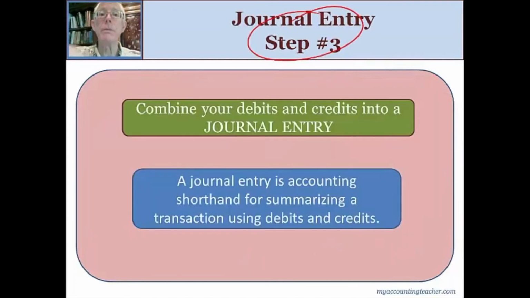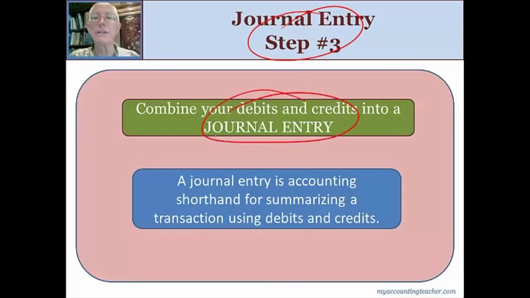Third step in making a journal entry is let's just take our analysis, the answer to the 3 questions. That's step 1. Step 2, we coded it in terms of debits and credits. Now let's just put it into an accounting sentence, an accounting statement, a journal entry. A journal entry is just accounting shorthand to summarize a transaction using the code language of debits and credits. Step 3. Boy, I'm getting excited to try this.